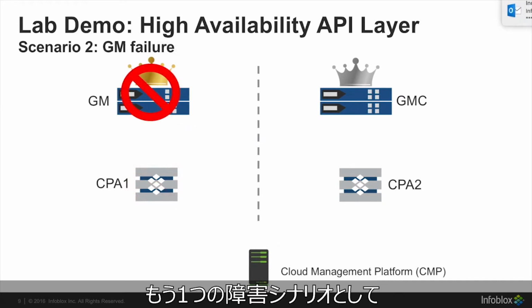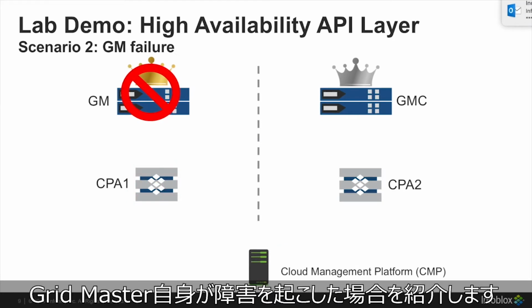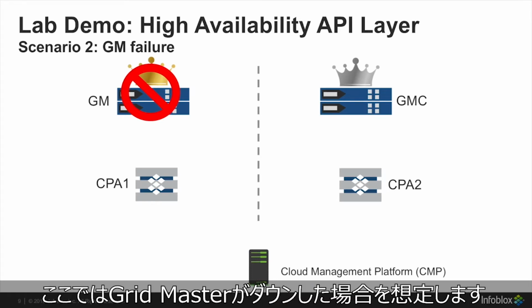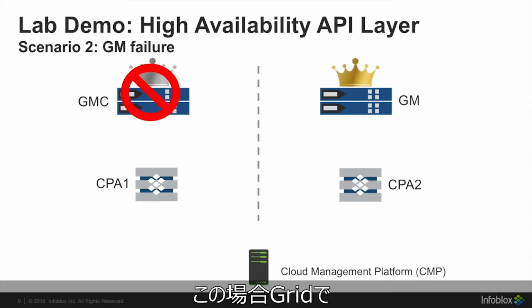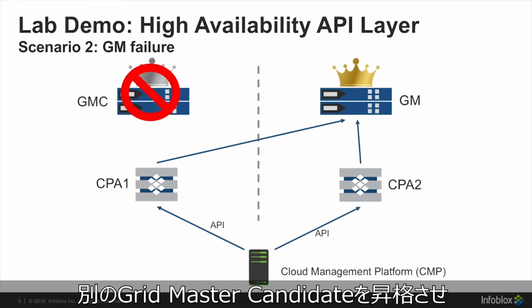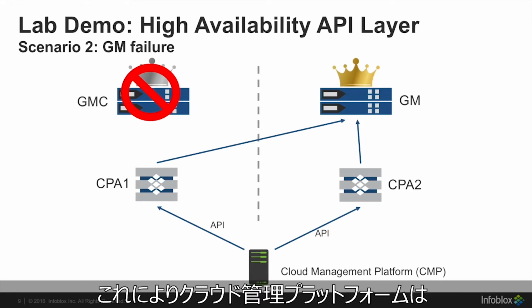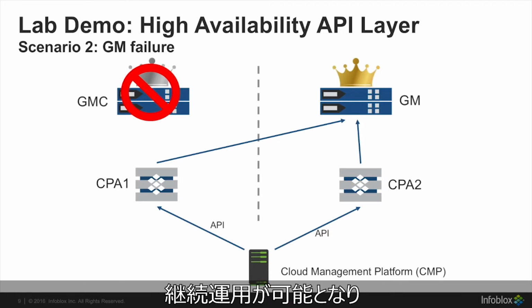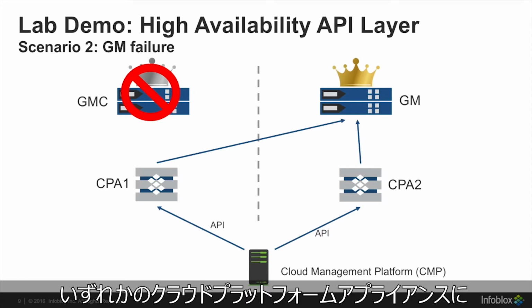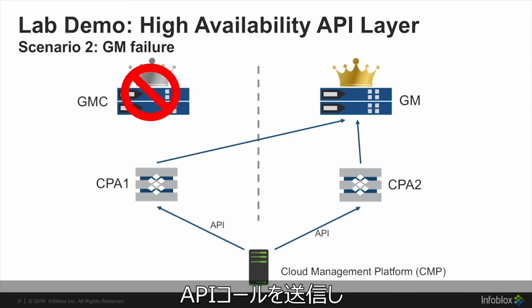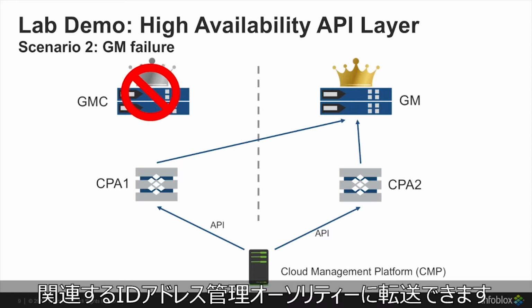The other failure scenario that we can demonstrate is around the grid master failure itself. So the issue here is what happens if the grid master itself is down. We can see that in the grid we can actually promote the grid master candidate, and so by doing so you're shifting the authority across to the other data center. And what then happens is your cloud management platform can still continue to operate as usual, sending API calls to either cloud platform appliance, who will then route it to the relevant IP address management authority.